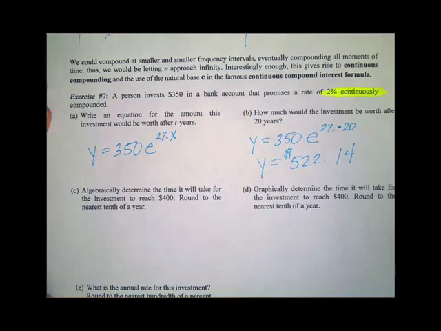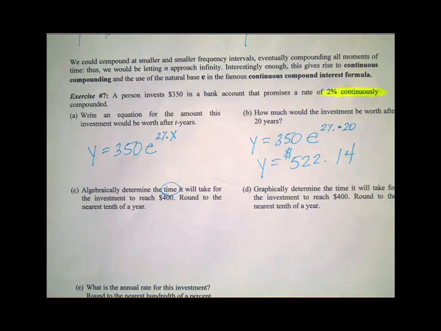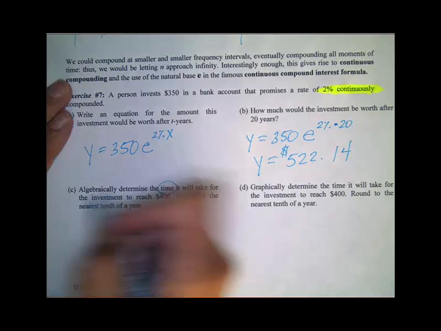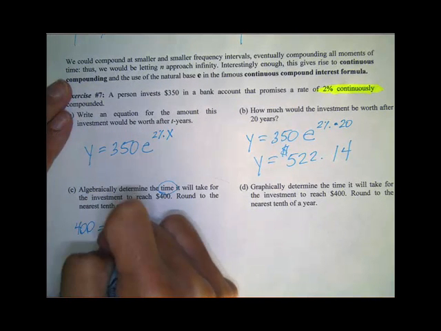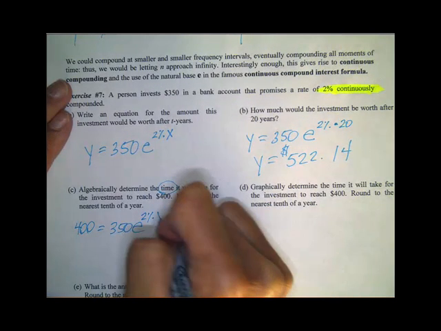So now it says algebraically determine the time. Now we have to do the exponent. It will take for the investment to reach 400. Round your answer to the nearest tenth. Now earlier in the part 1 video, we did that graphically. Now we're going to do it algebraically, because in part D it says graphically. So 400 equals 350e to the 2% x.